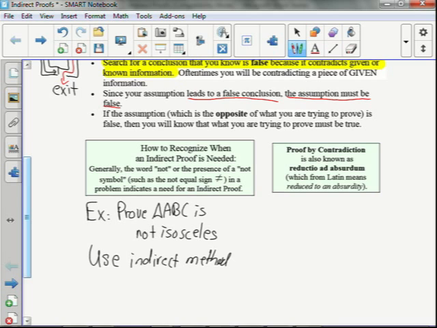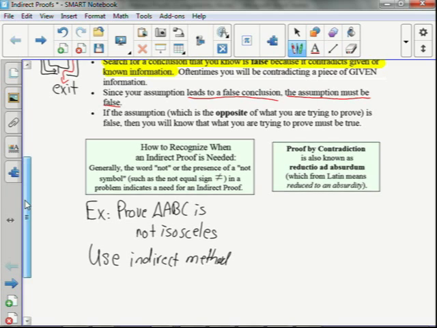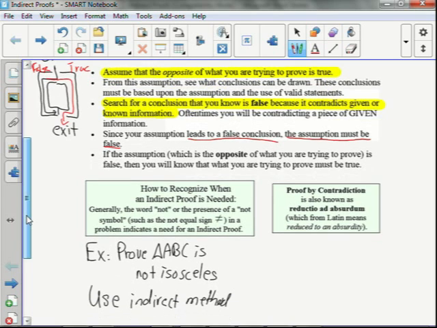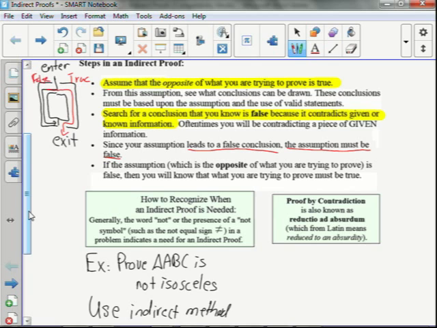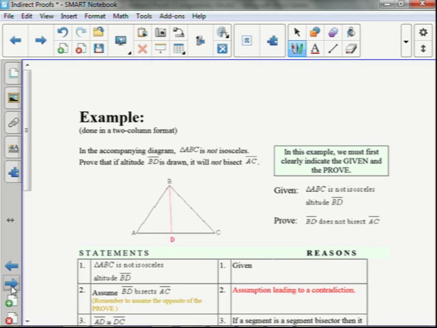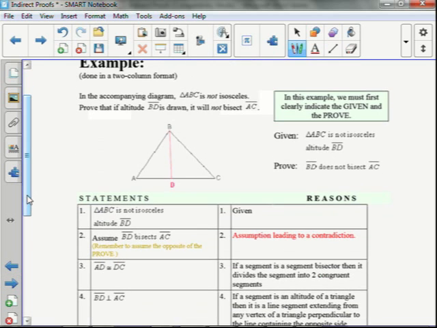Proof by contradiction is also known as reductio ad absurdum. I think that's how you say that, which in Latin means reduce it to an absurdity. Again, back to the maze: we tried that way, it didn't work, so therefore we made the wrong turn in the maze. Here's an example, and this one's already done for you, but I want you to be able to think through it.